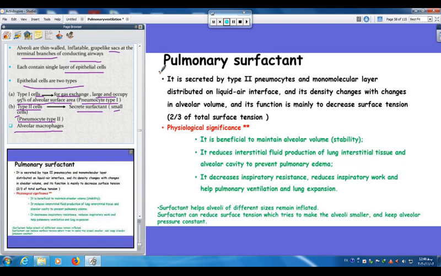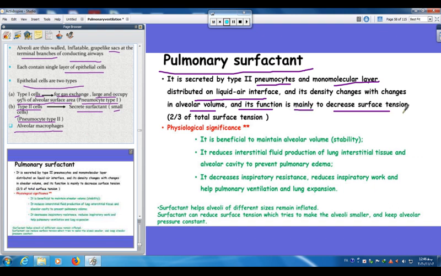The pulmonary surfactant, okay, is secreted by the type 2 pneumocytes and forms a monomolecular layer distributed on the liquid-air interface, okay, and its density changes with the changes in the alveolar volumes, and its function is mainly to decrease surface tension. Surfactant causes the decrease in the surface tension here. 2% of total surface tension decrease.